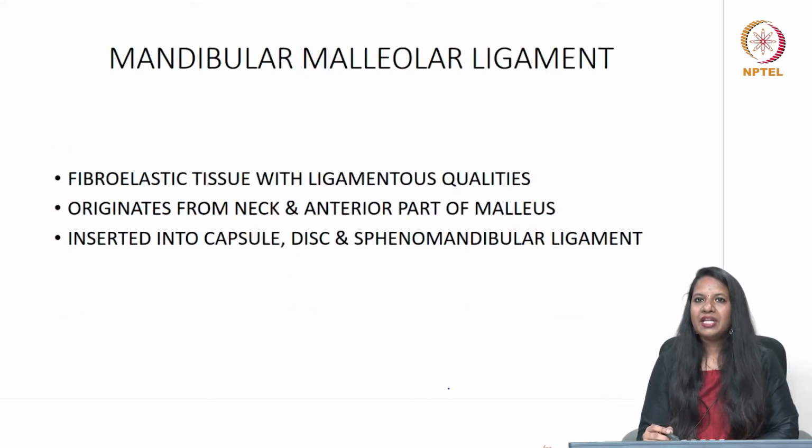Then comes the mandibular malleolar ligament. It is a fibroelastic tissue with ligamentous qualities. It originates from the neck and the anterior part of the malleus. Malleus is a small bone which is present in the middle ear. It is inserted into the capsule, disc and the sphenomandibular ligament.